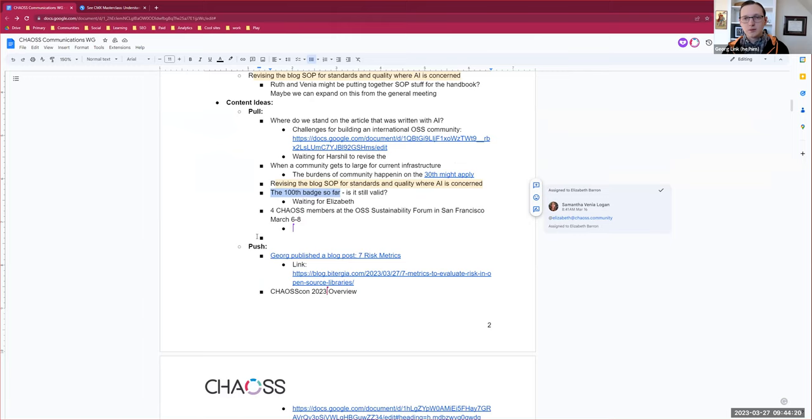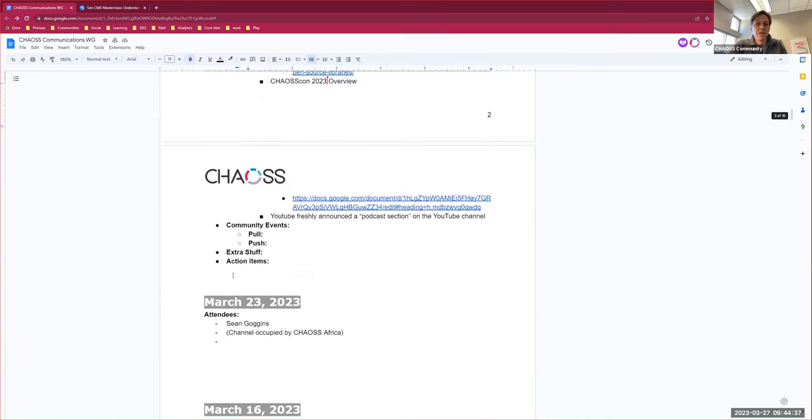And then the Open Source Sustainability Forum in San Francisco. There was a private invite only event. I don't know if we want to post something about that. I mean, I was kind of waiting for their report to come out, you know, to see what their overview was, the folks that hosted it.